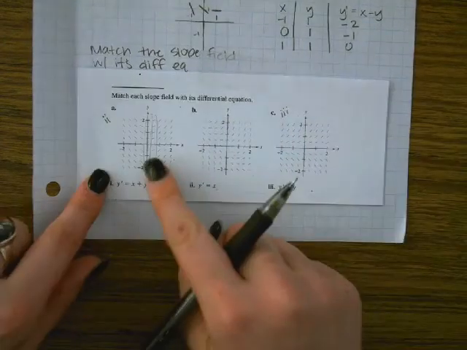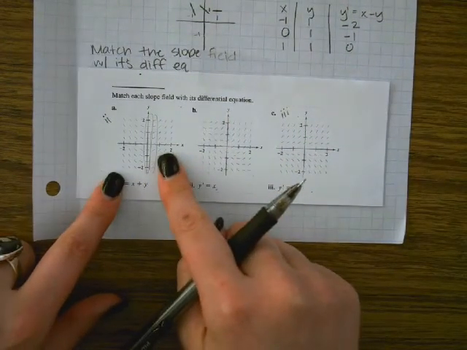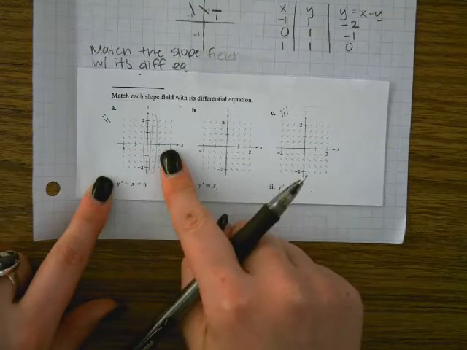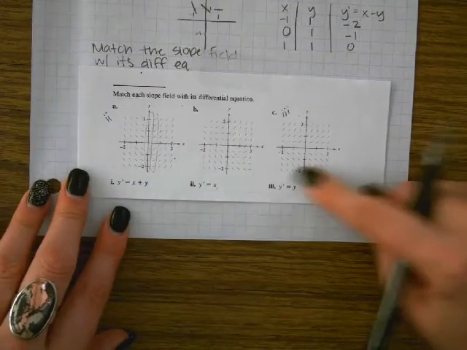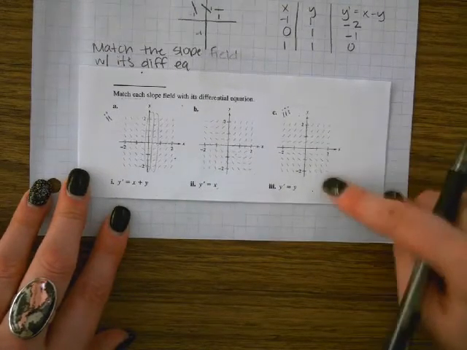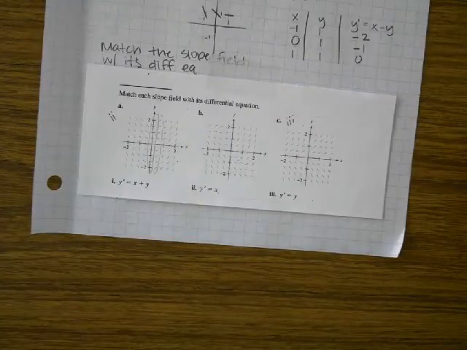So this one you might notice that because x is positive on the right and negative on the left, we had positive slopes on the right and negative slopes on the left. When we were looking at the y's, we had negative slopes underneath and positive slopes above because that's how y's work.